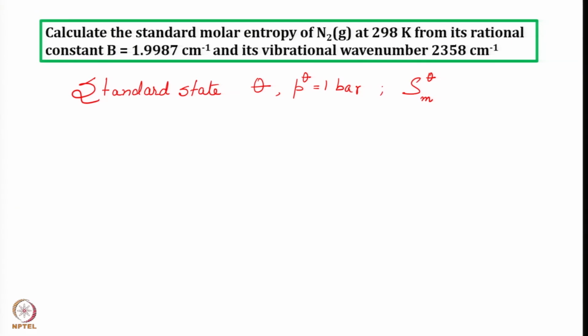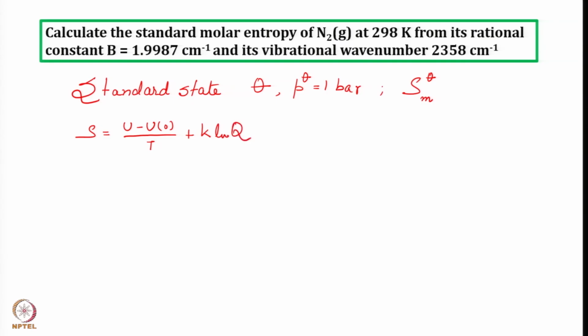The question says that you calculate the standard molar entropy from the given values of rotational constant and vibrational wave number. So, therefore, we need to find out such a connection. Obviously, we need to connect entropy with the molecular partition function. So, we know that entropy is equal to U minus U0 by T plus k log Q, that we know.